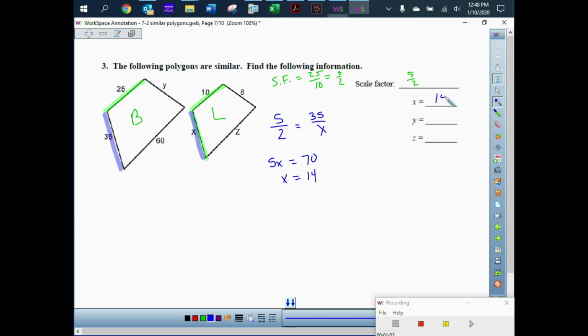Why don't you pause the video and find y and z. Set up a proportion every time. Start with the scale factor.